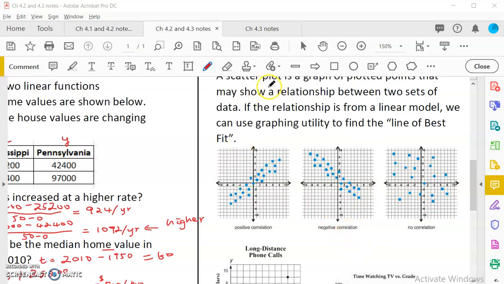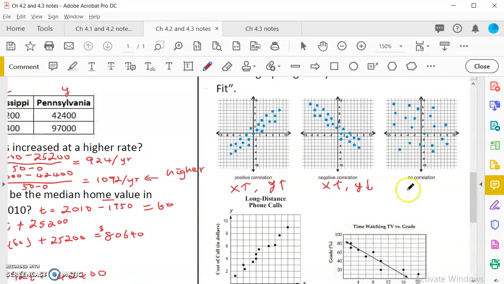The wording of positive just means x increases, y increases. Of course, it actually means you have a positive slope. Negative means that when x increases, y would decrease, and they affect each other. But if your scatter plot shows scattering around with no pattern, then there's no correlation. You cannot use one to predict the other.